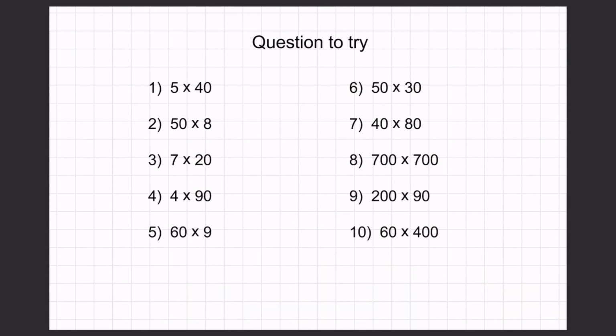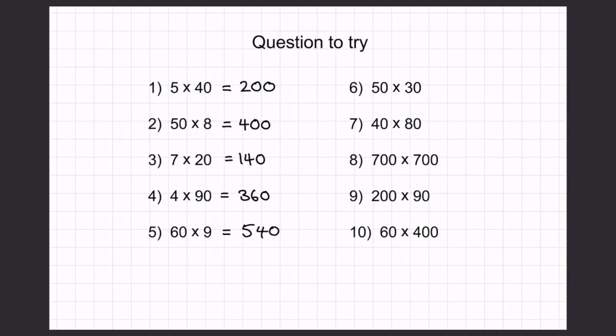Question 1. 5 multiplied by 40 is equal to 200. Question 2. 50 multiplied by 8 is equal to 400. Question 3. 7 multiplied by 20 is 140. Question 4. 4 multiplied by 90 is 360. Question 5. 60 multiplied by 9 is 540.